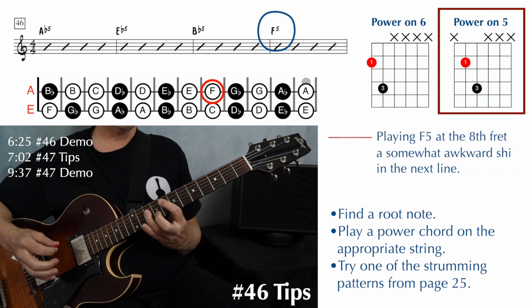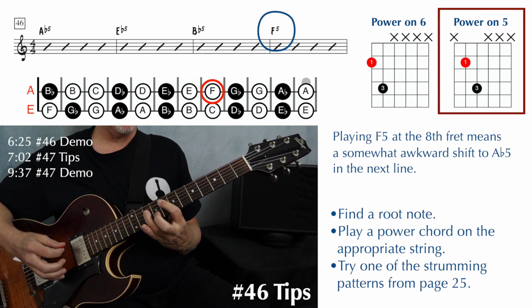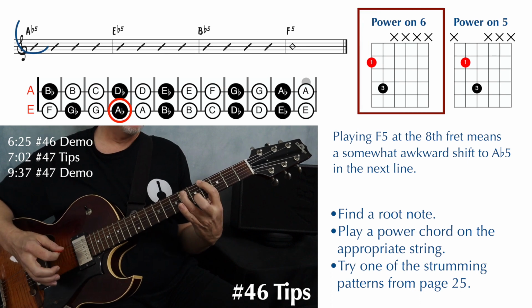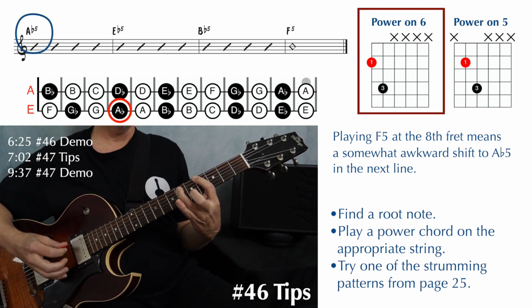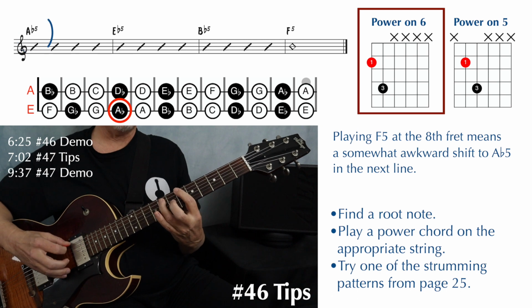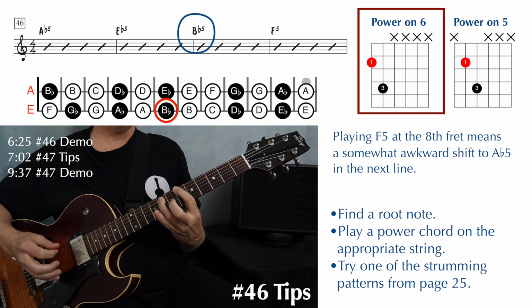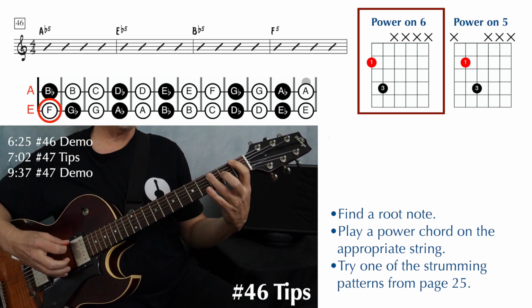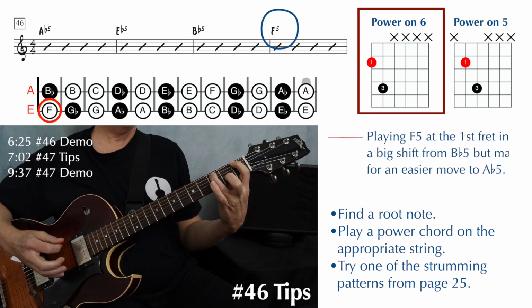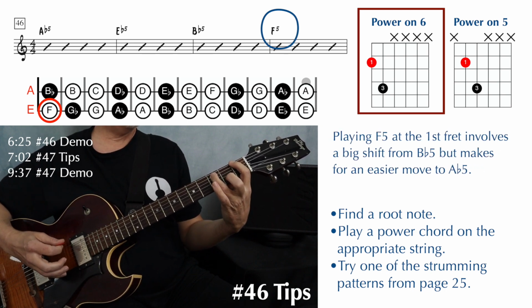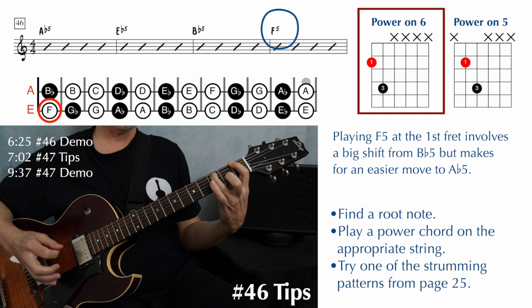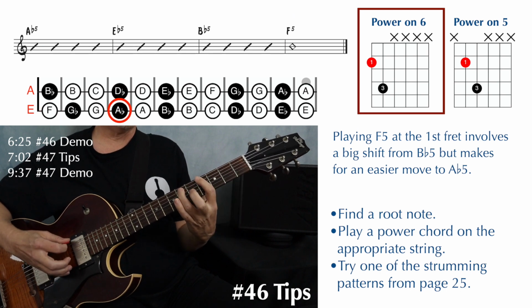The shift comes when we have to play an A flat 5 again at the beginning of the next line, moving all the way down to 4th fret. So our other choice after we play our B flat 5 is to make a big move, go down to the F5 with your root on the 1st fret on the 6th string, and from there you can scoot up a little bit to your A flat 5.